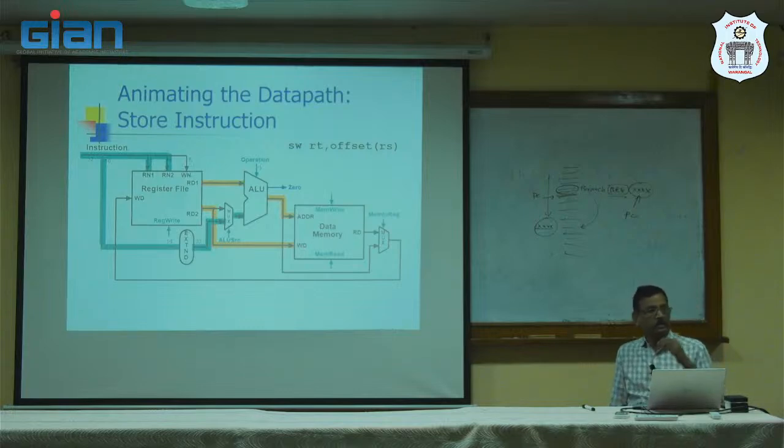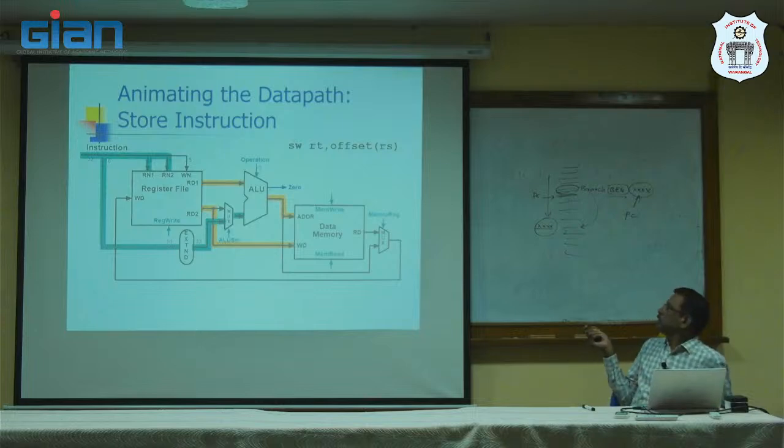So just by including two multiplexers, it can support all these instructions, that is the AND operation, OR operation, all R format instructions as well as the I format instructions will be executed in this data path.